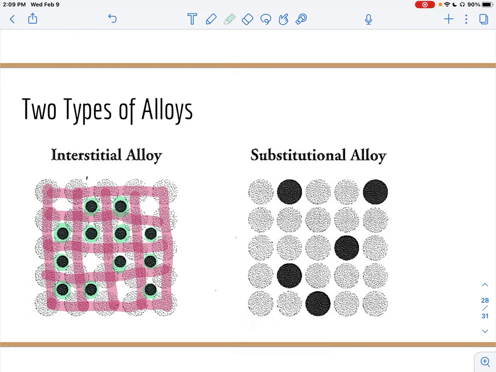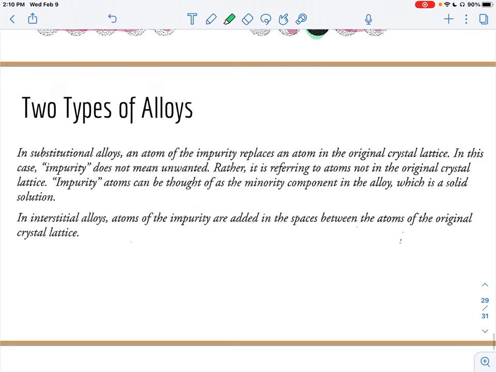In a substitutional alloy, you have the lattice structure, but you'll notice that it's not all of those faint gray ones. It has some dark ones replaced. So instead of going in between, it actually replaces. That's why it says substitutional. It replaces some of those atoms, and you can see the differences here. It's important that you know these terms and that you know the differences. Here's just an explanation of those two types of alloys. When they say impurity, sometimes it's something we want, because it helps make it stronger. And sometimes it's something we don't want, and that's the mixtures that we did last unit.